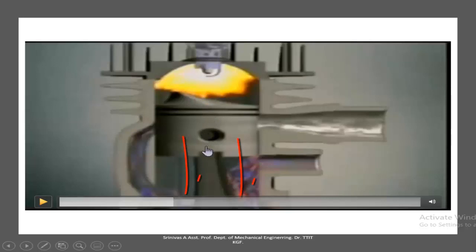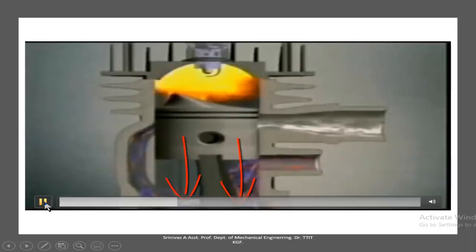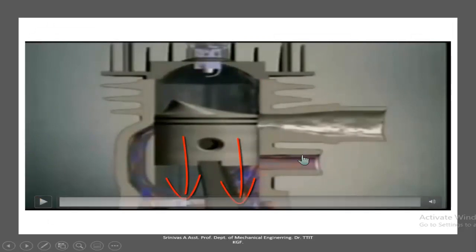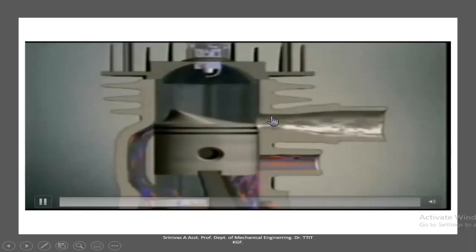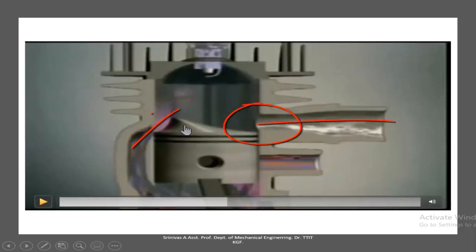While pushing the piston downward, in the previous movement of the piston the inlet port was opened, and the fresh air fuel mixture entered the crankcase. During the downward movement of the piston, it slightly closes the inlet port, and the exhaust port is opened. You can see when the piston moves downwards, the inlet port is closed and the exhaust port is opened and the burned gases go out. In the meanwhile, as the exhaust port is open and the burned gases move outside, the transfer port is getting opened.